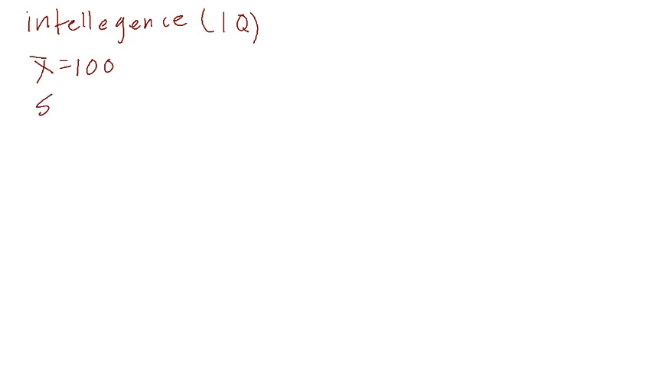Let's say that we're looking at intelligence scores, or IQ. Let's say that we have an IQ test, and we know the average on this IQ test, so the mean will be given to you here, is 100, and it has a standard deviation of 16. This is pretty normal for IQ tests to have a mean of 100 and a standard deviation of about 15 or 16.